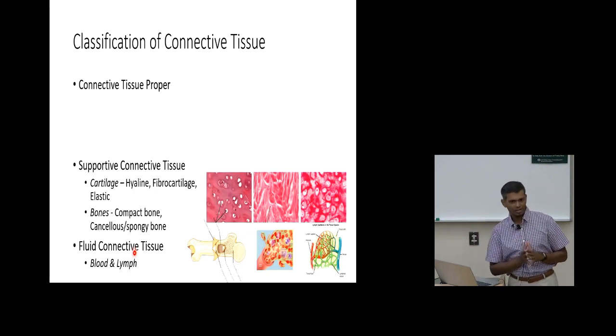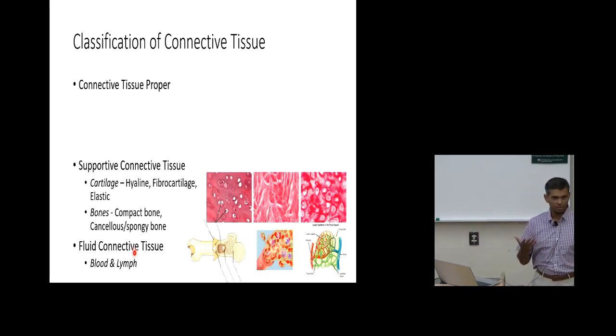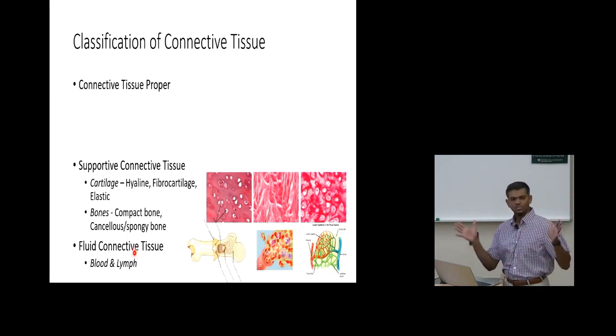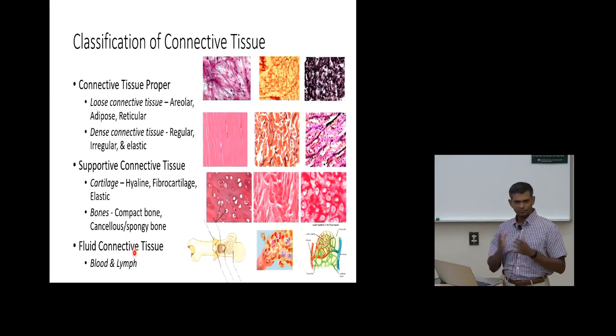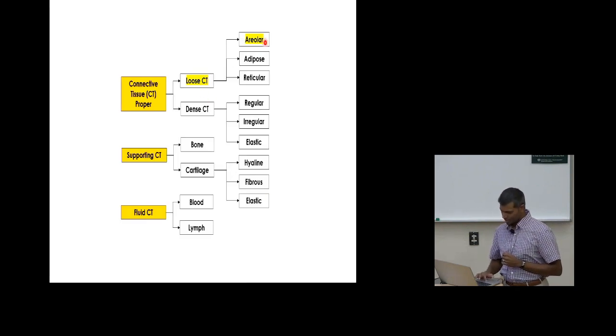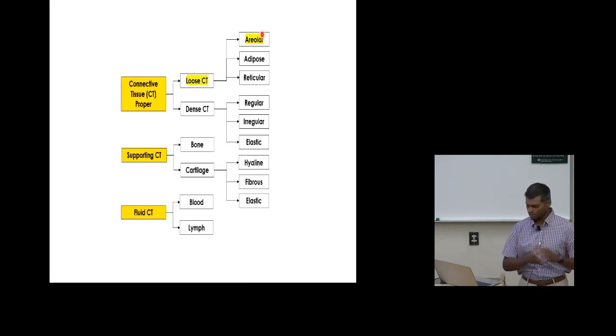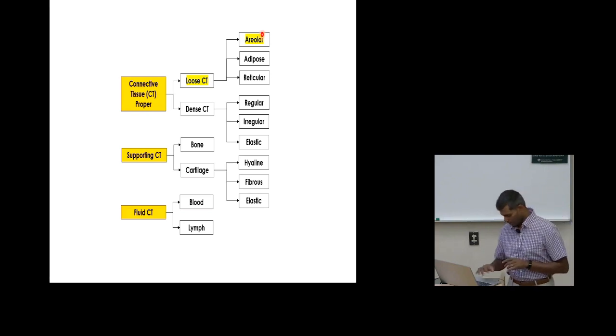And then we finally move to the connective tissue proper, which has two major subdivisions, loose versus dense connective tissue. And within loose you have three subdivisions, and within dense you have three more subdivisions. And so we will walk through each of these, and hopefully by the end of today's lecture, this slide will not be scary anymore. So let's start with areolar connective tissue, which falls under the loose connective tissue.